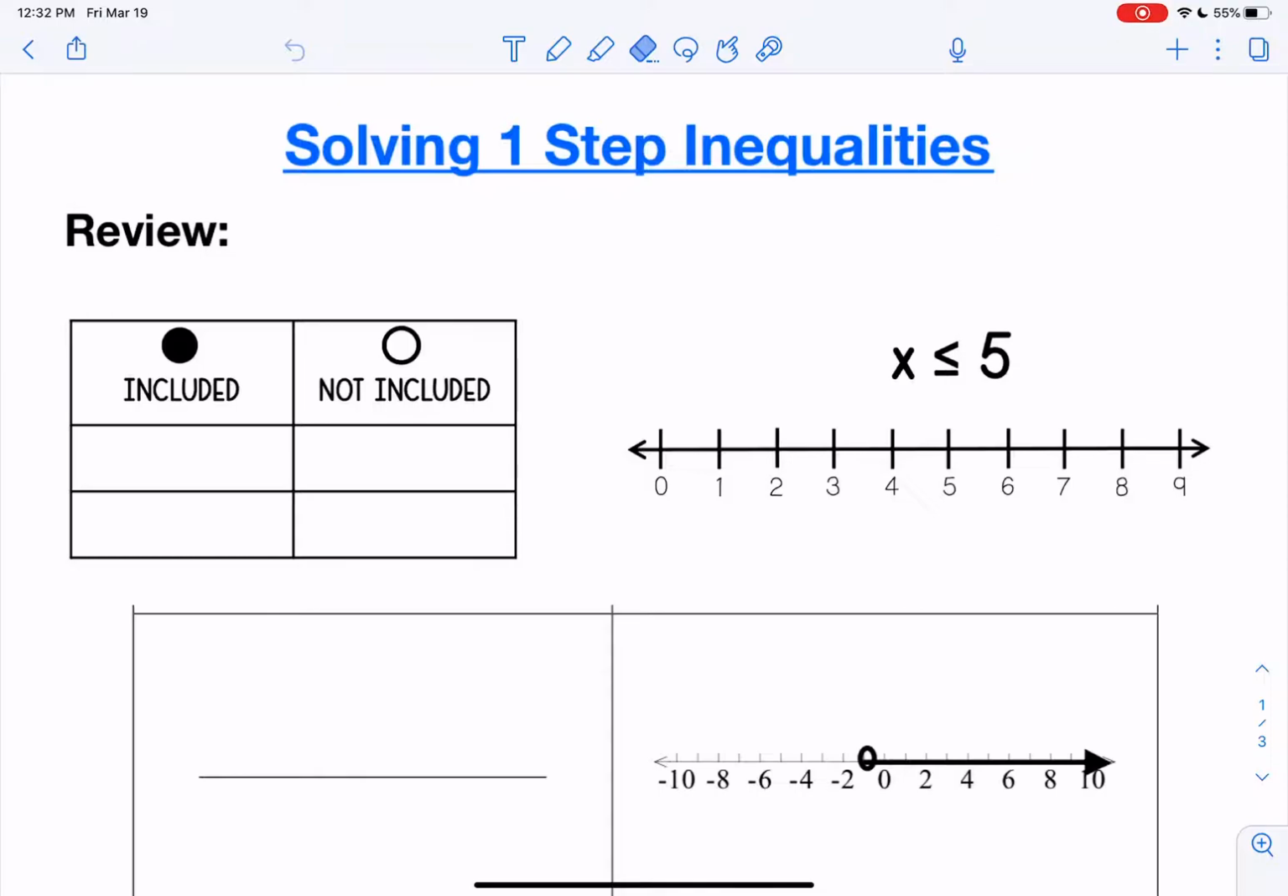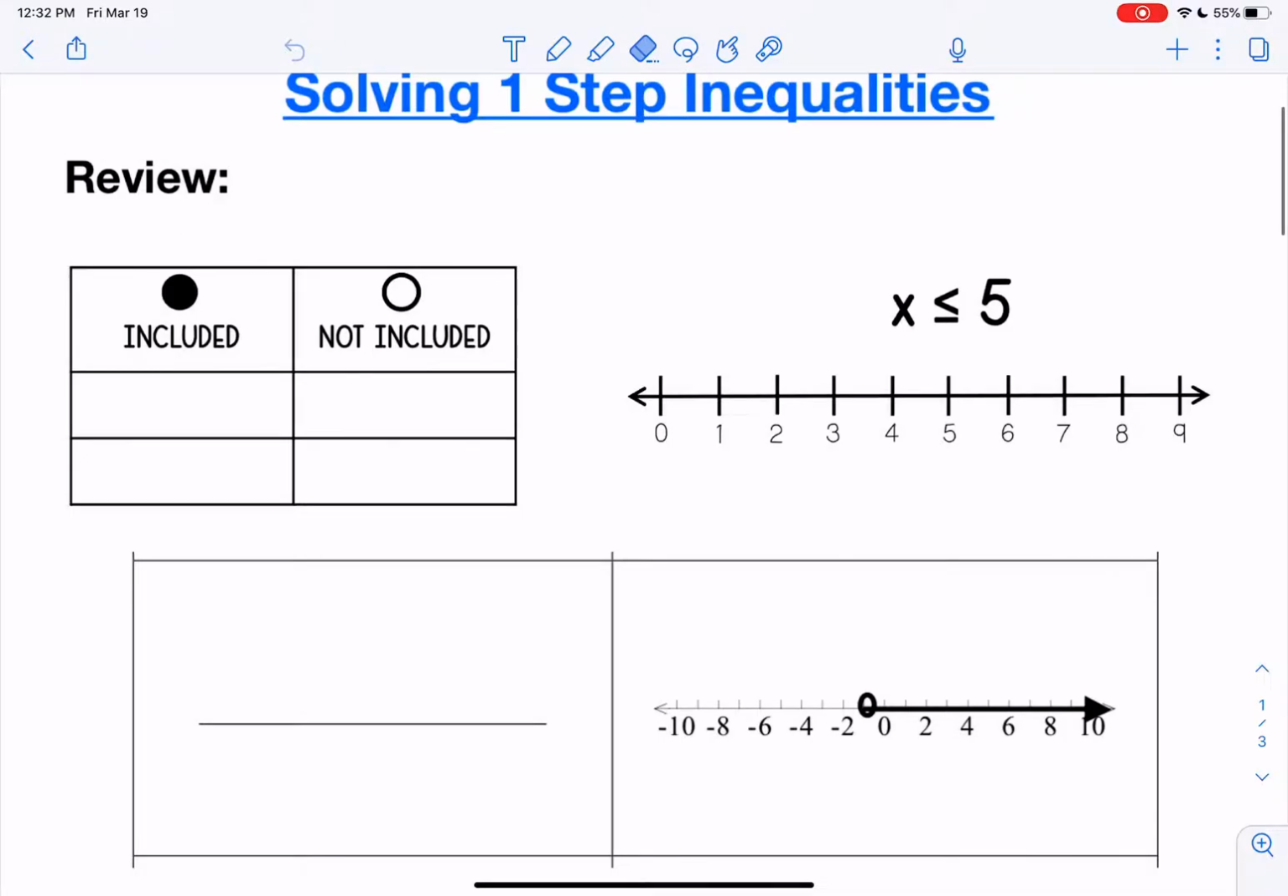Today's lesson video is on solving one-step inequalities. Before we get started, I want to review a couple of things we need to know beforehand. First up, if it's included, meaning the bubble is filled in when we graph the inequality, that's going to be the symbols greater than or equal to, or less than or equal to. Not included, meaning the bubble stays empty, is just going to be greater than or less than.